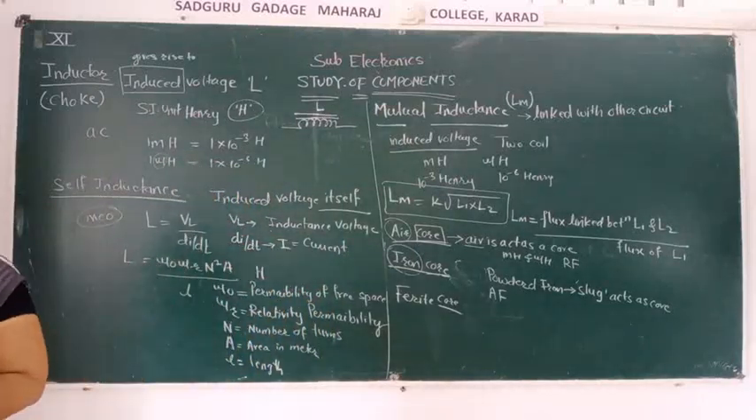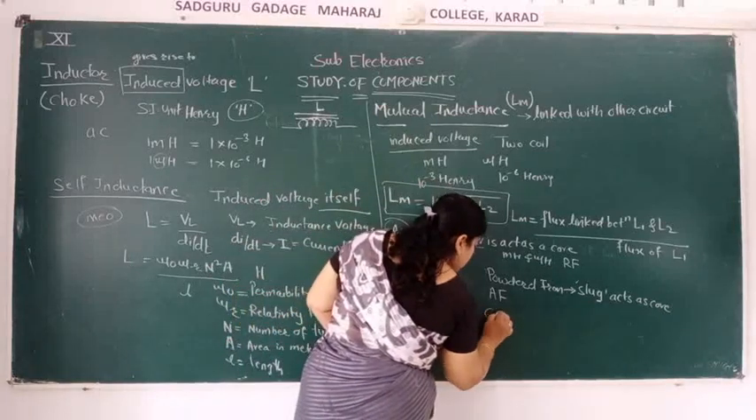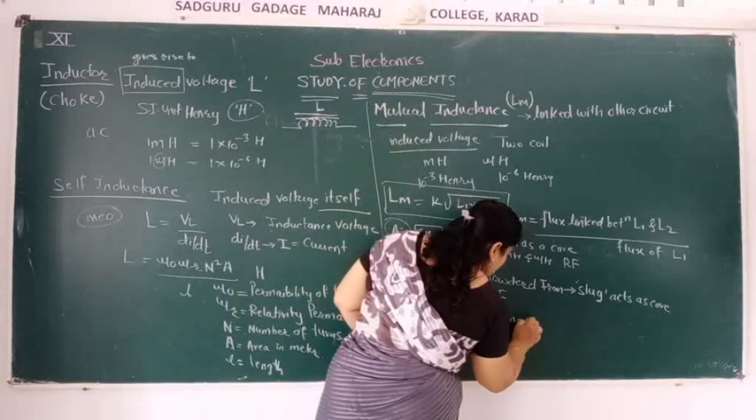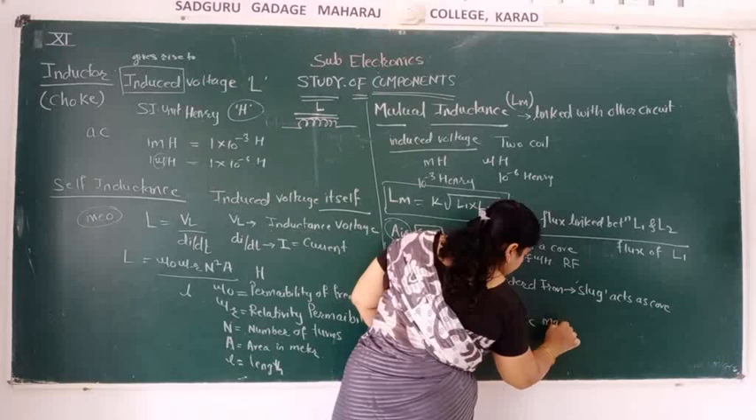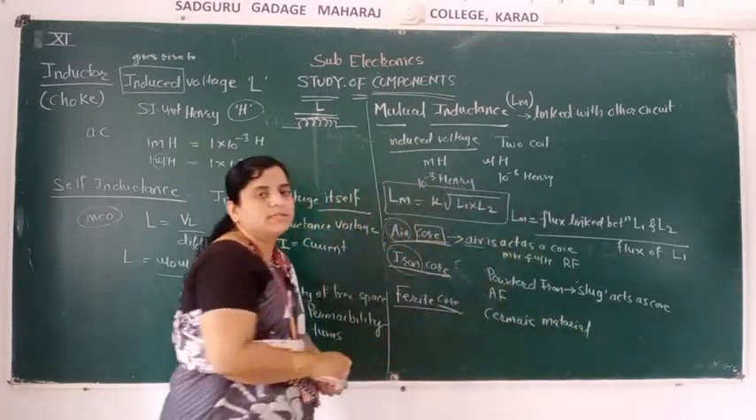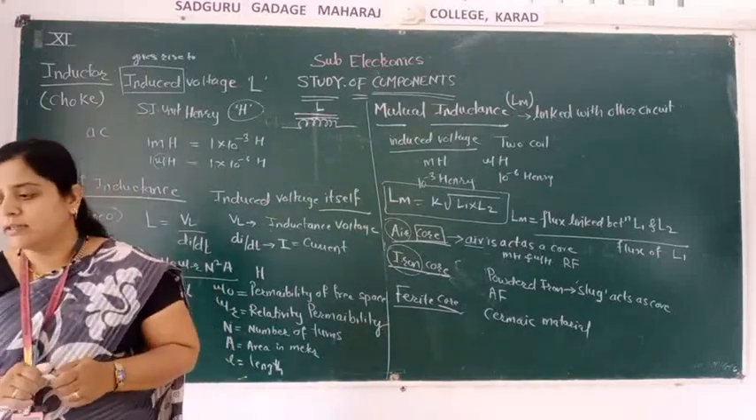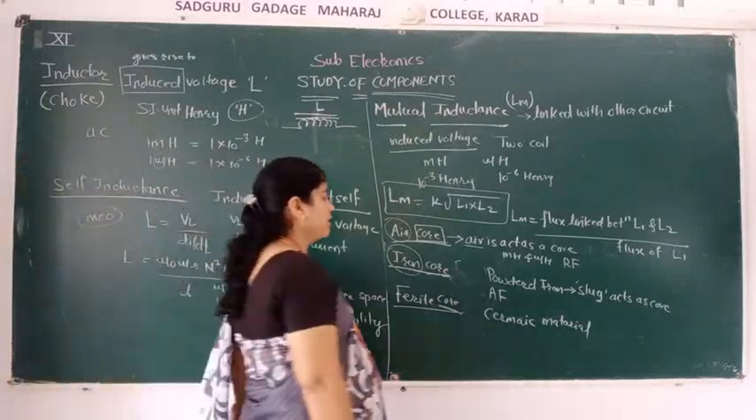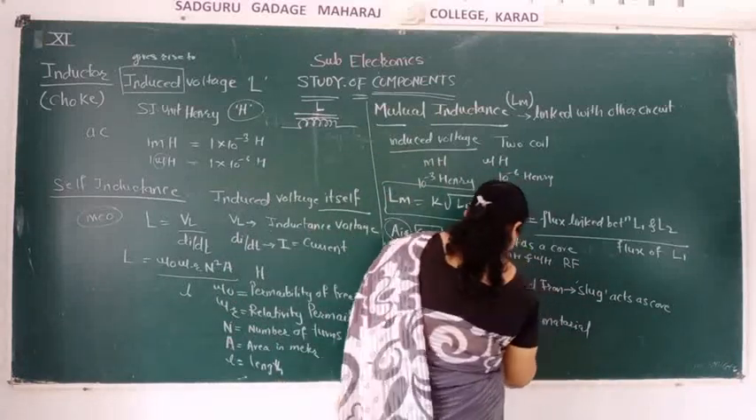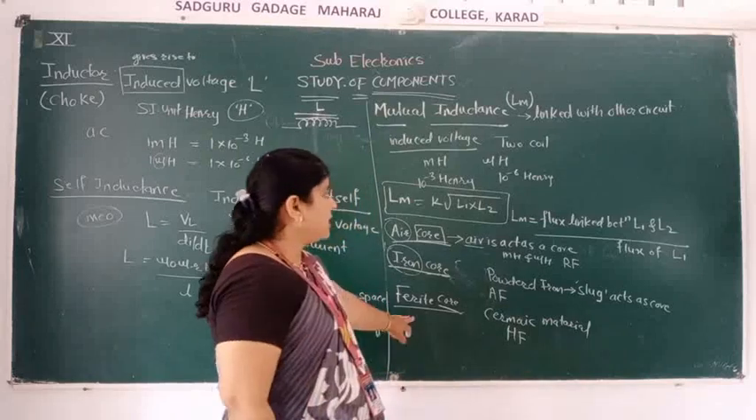And last is the ferrite core. In the ferrite core, ceramic material is used as a core. Ceramic material is an insulator. It is used in the high frequency signal. What is used in the high frequency signal is called the ferrite core.